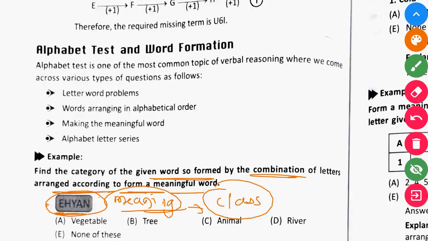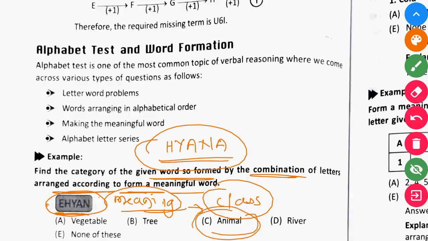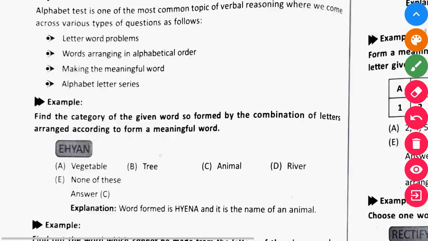Now the given letters form the meaningful word hyena. And what is a hyena? Is it a vegetable or tree or river or animal? So hyena is the name of an animal. So your answer is animal.